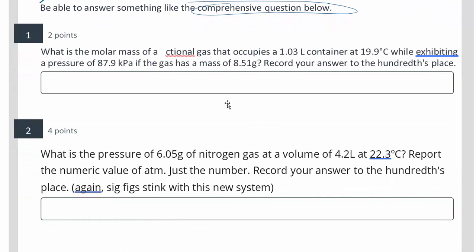So what is the molar mass of a fictional gas that occupies 1.03 liters at temperature 19.9 degrees Celsius while exhibiting a pressure of 87.9 kilopascals, if the gas has a mass of 8.51 grams? Well, this fictional gas, the first thing we're going to do is use the ideal gas law in order to find out how many moles of this gas we have.